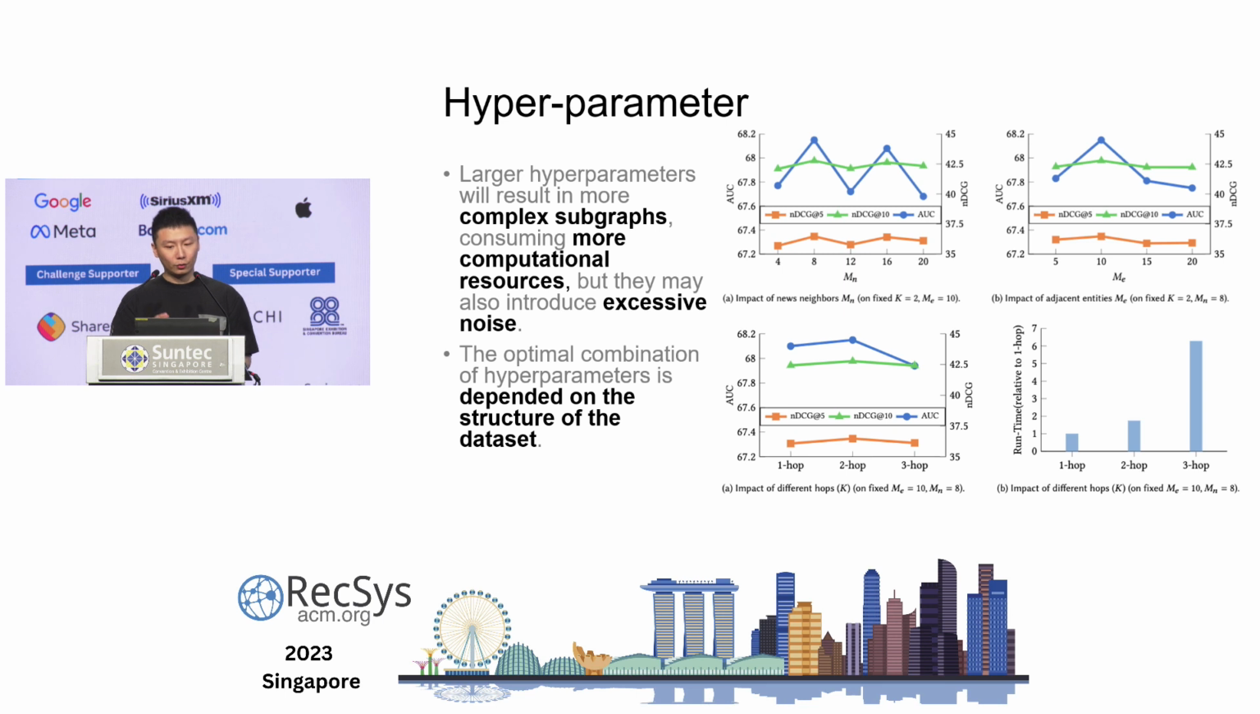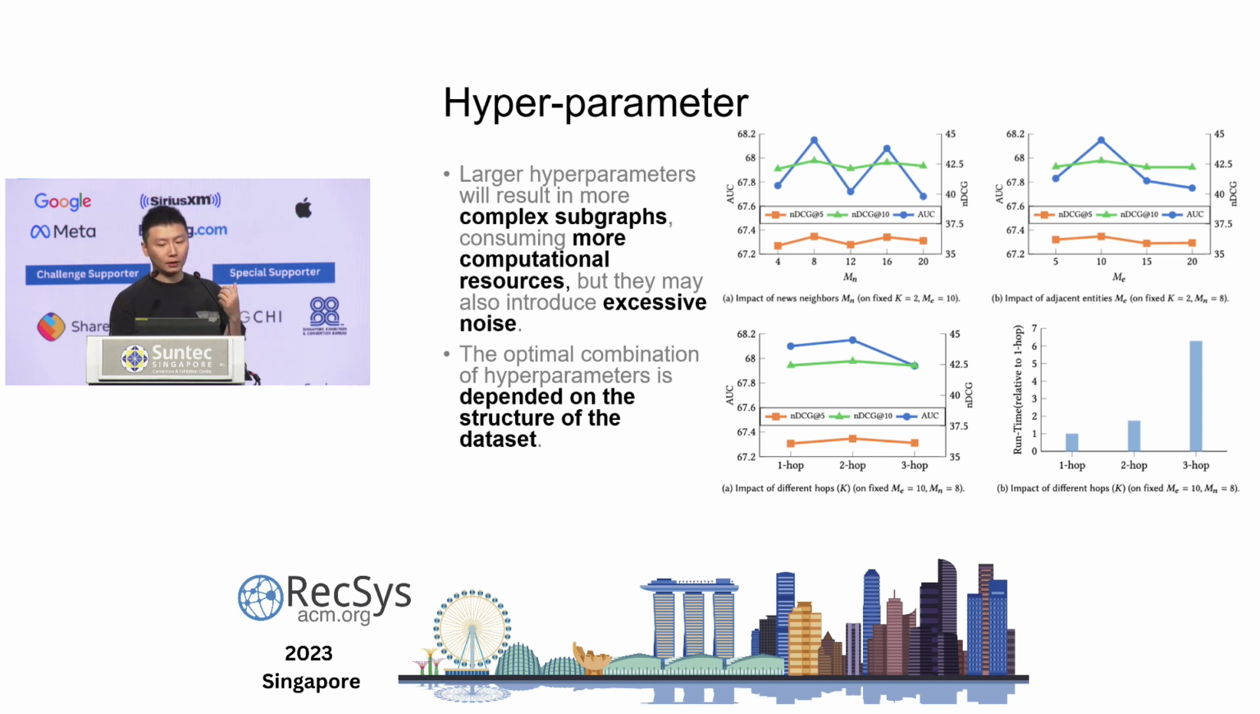And next, we continue with hyperparameter experiments. We study the number of hops and the number of neighbors when extracting the global news subgraph from the global graph, and as well the number of adjacent entities in the global entity graph.